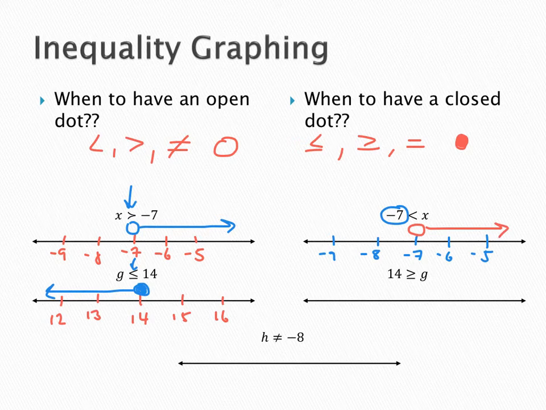Okay, now is that any different than over here? No, it isn't. Notice it's the same thing. X is greater than negative 7 is the same thing as negative 7 is less than x. They describe the same thing, just using the other inequality.